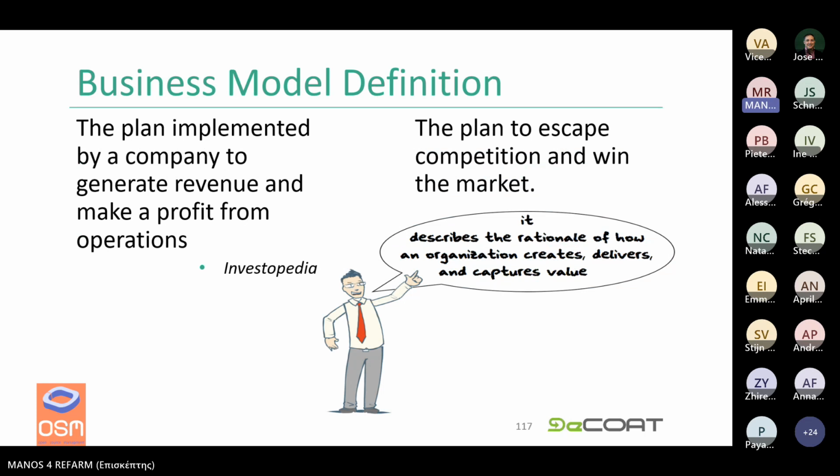The definition of business model by Investopedia is the plan implemented by a company to generate revenue and make a profit from operations. And in simple terms, it describes the logic of how an organization creates, delivers, and captures value.